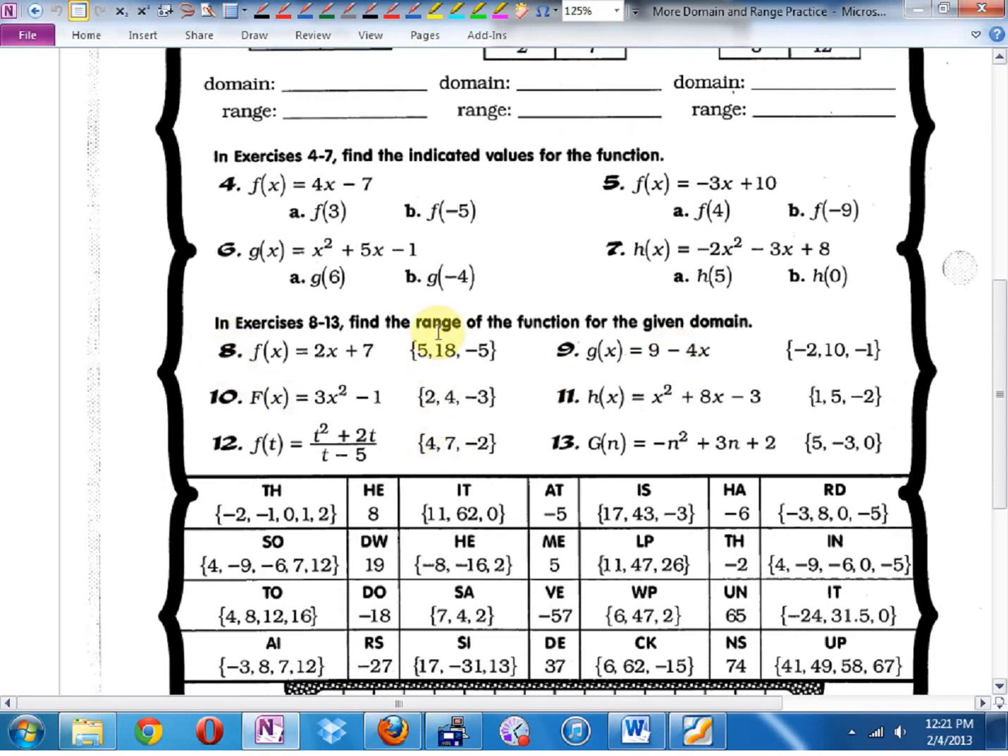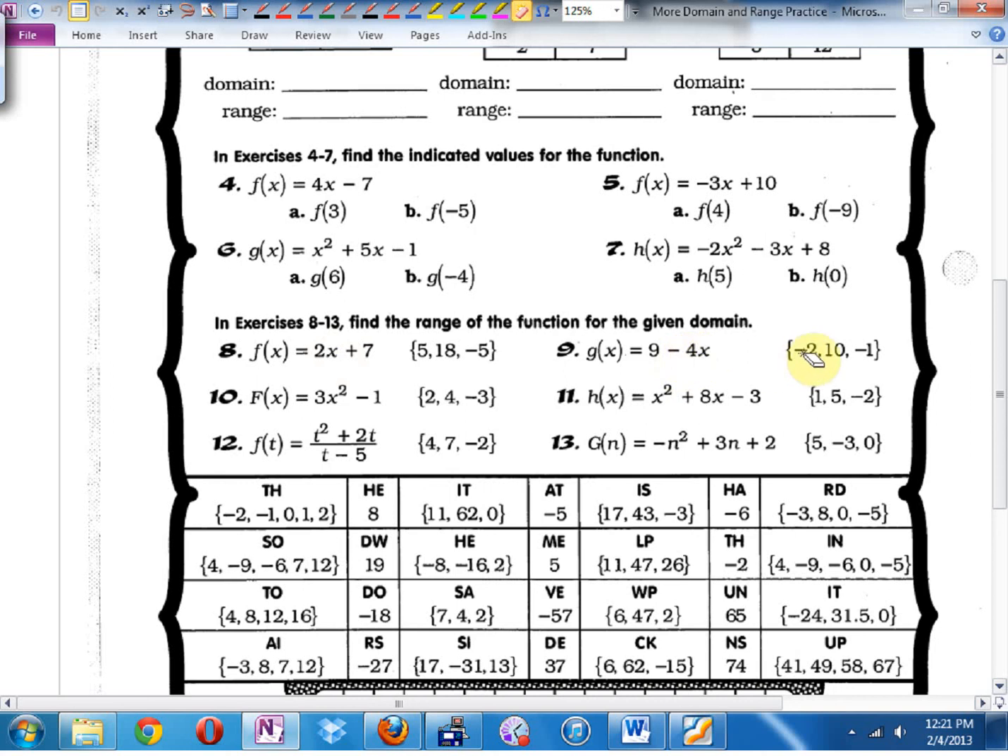It's saying find the range for the given domain. So in other words, for number 8, your domain is 5, 18, and negative 5. Stick each one of those into the function. Find the range value that goes with 5: 2 times 5 plus 7, 17. Find the range value that goes with 18: 2 times 18 plus 7, 36 plus 7, 43, I think. And find the range value that goes with negative 5. That's your range. So with that domain, find the range that goes with it.